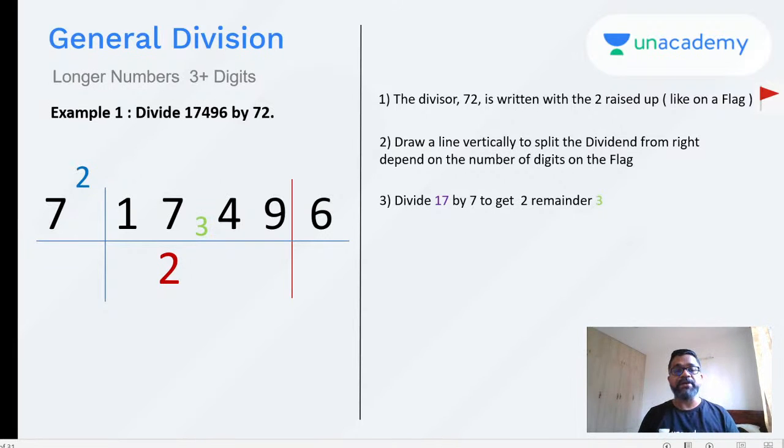Now your next step is, don't get confused by these patterns. Okay, this is just one step. When you learn it, that's one cycle, and you're going to repeat that cycle again. So now I did 17 by 7, I got 2, remainder 3. I hope it's clear till now, right? 17 divided by 7 is 2, remainder 3.